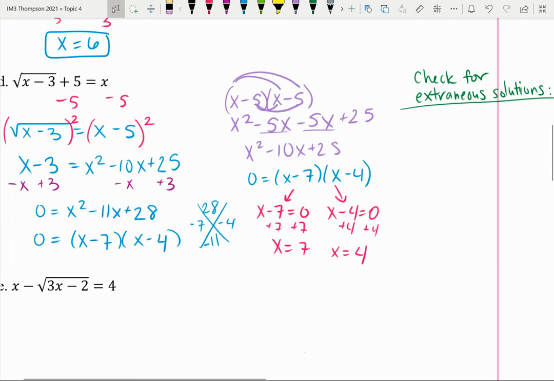Now, sometimes when I'm working out these problems, I get what's called extraneous solutions. I know we've talked about it before, but an extraneous solution is a solution for the original equation that when you plug it back in, it doesn't actually work, right? And that has to do a lot with how we change the problem by squaring both sides. So what we need to do is I need to take 7, plug it back into the original, see if it works, take 4, plug it back into the original, and see if it works.